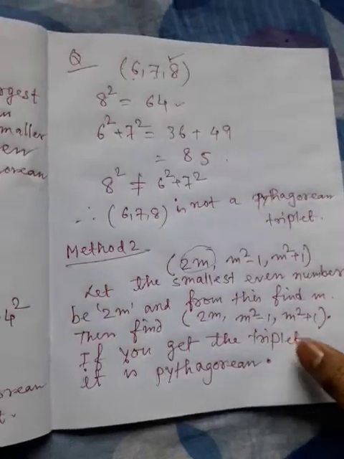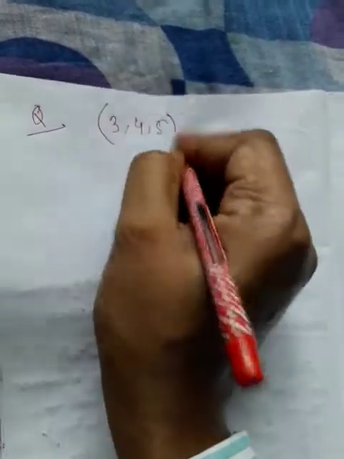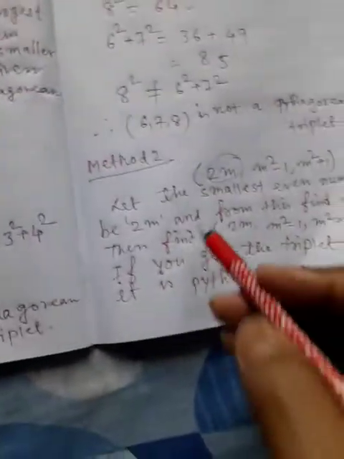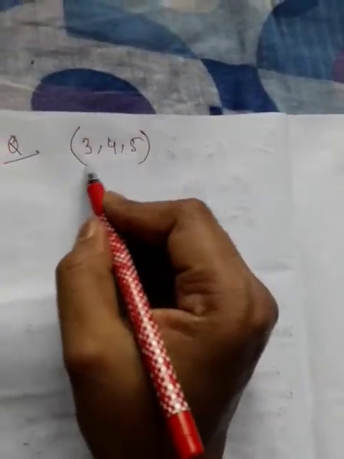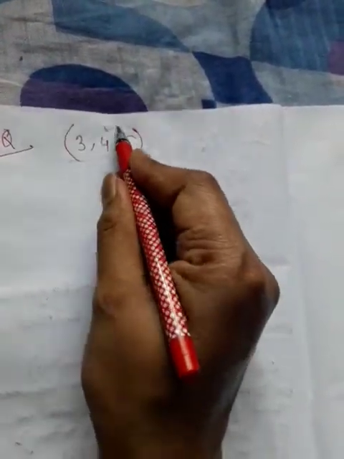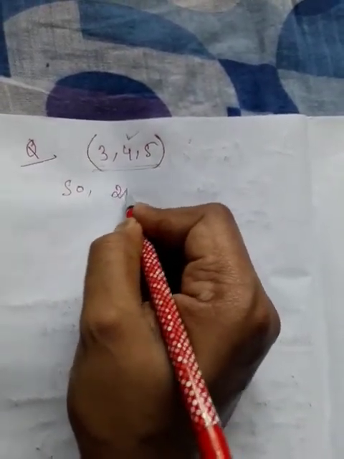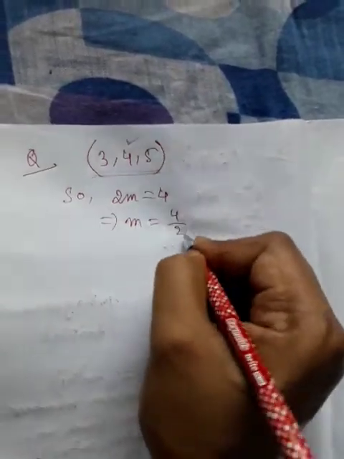Okay, now let us take one example. Taking the same example 3, 4 and 5 using the second method. First we have to consider the smallest even number as 2m. So what is the smallest even number from this? Obviously 4 is the smallest even number from this. So here 2m is equal to 4. Now from this we have to find the value of m. m equal to 4 divided by 2 equal to 2.